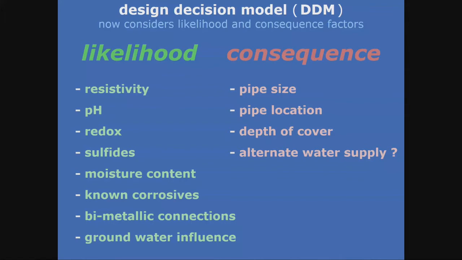What are the consequences? Well, what's the size of the pipe? Is it large? Where's the location? Is it in a residential area? Depth of cover? Is there any other water supply? If there isn't, and it's a large pipe, maybe we include cathodic protection just as a backup system.